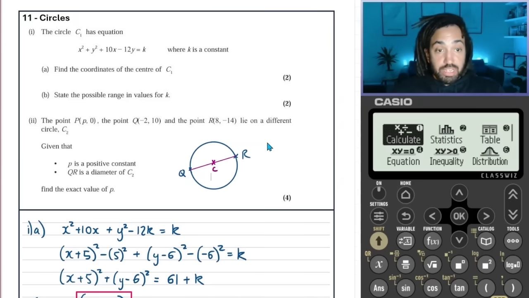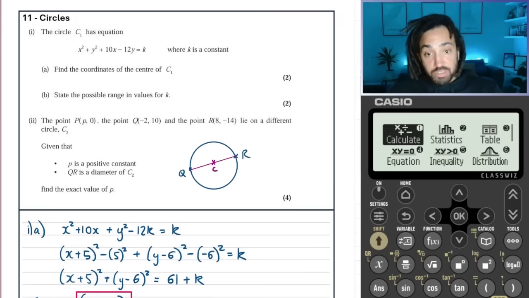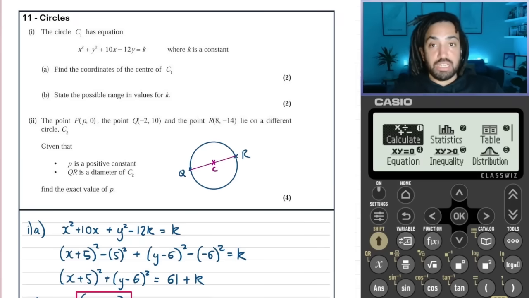which can be very helpful. And then once we have the center of the circle, we can then work out the radius of the circle as well, which will give us the equation of the circle, and then we can sub in, and that should allow us to find out what P is. So quite a bit of work to do.